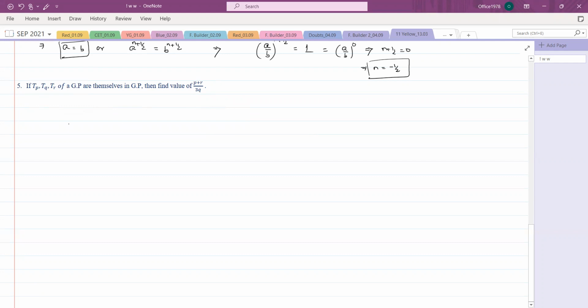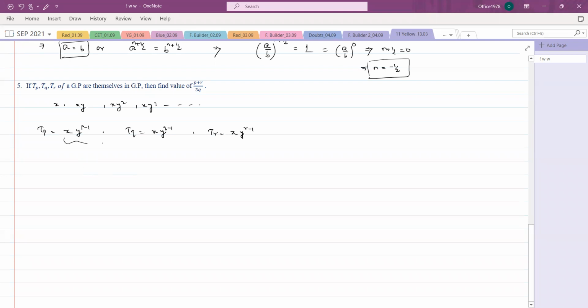It coincides with your r. Let us take the sequence as x, xy, xy square, xy cube, and so on. Now Tp is x into y raised to p minus 1. Tq is x into y raised to q minus 1. Tr is x into y raised to r minus 1.